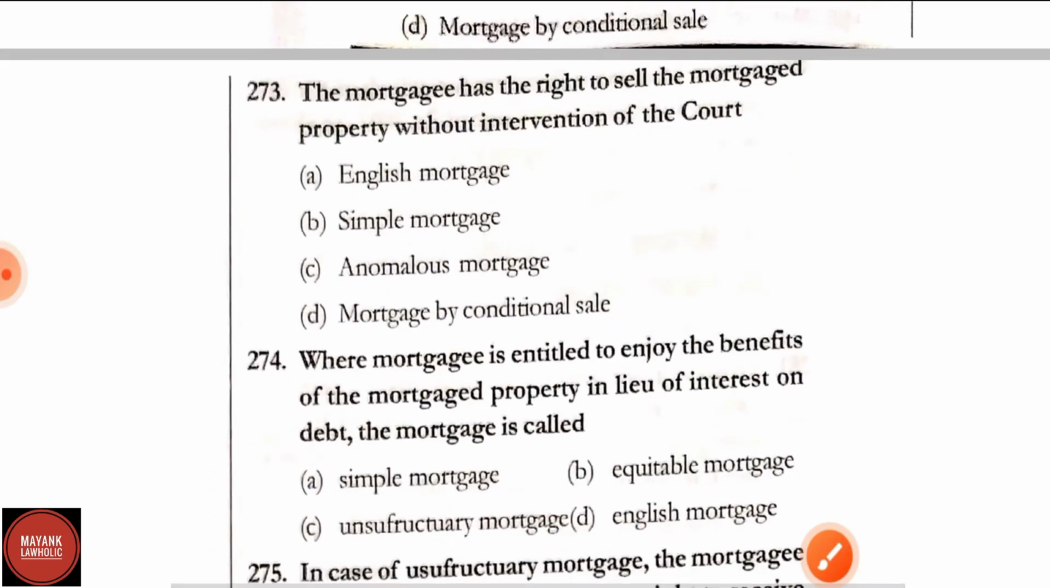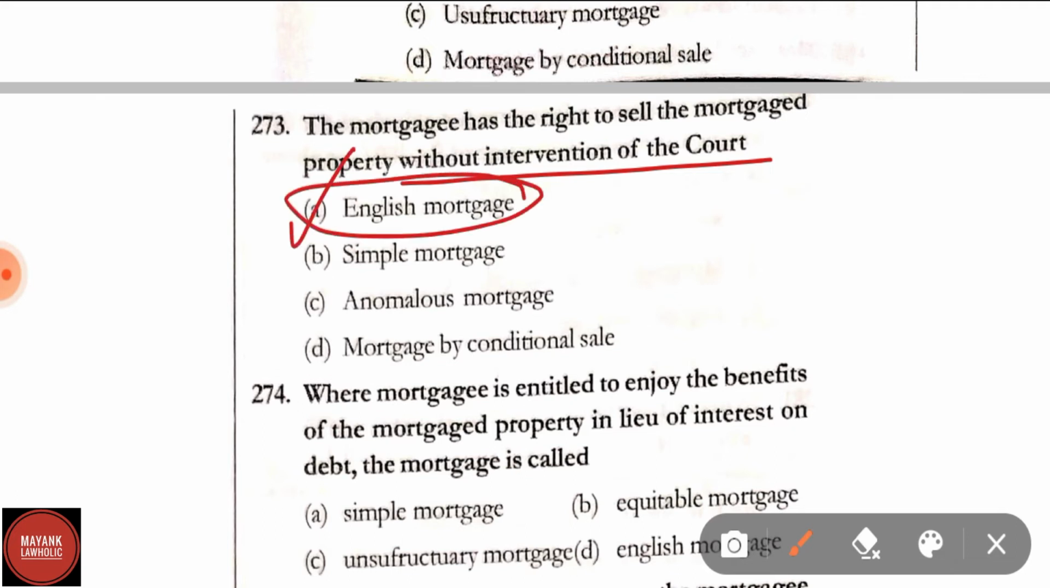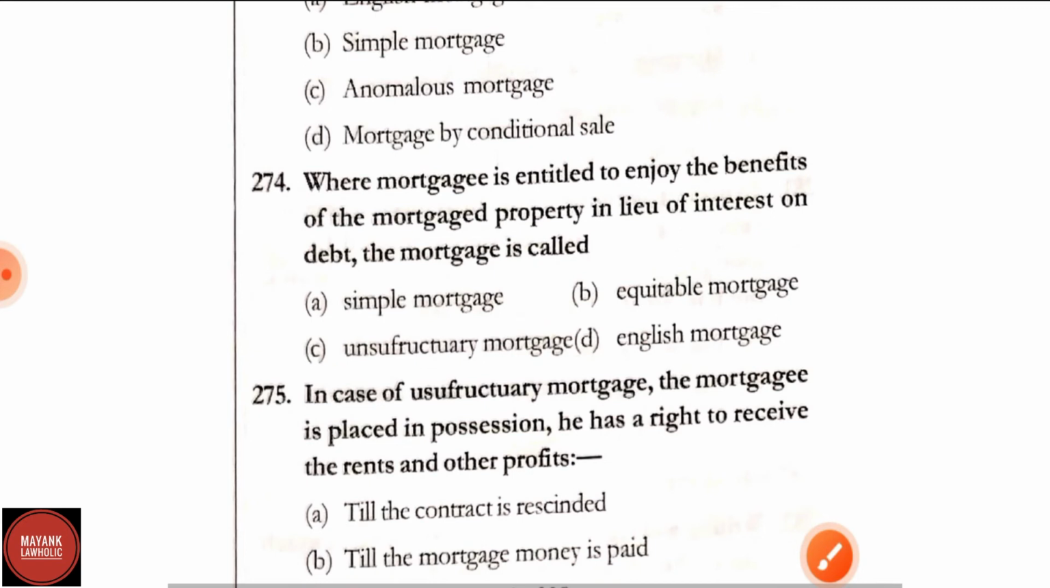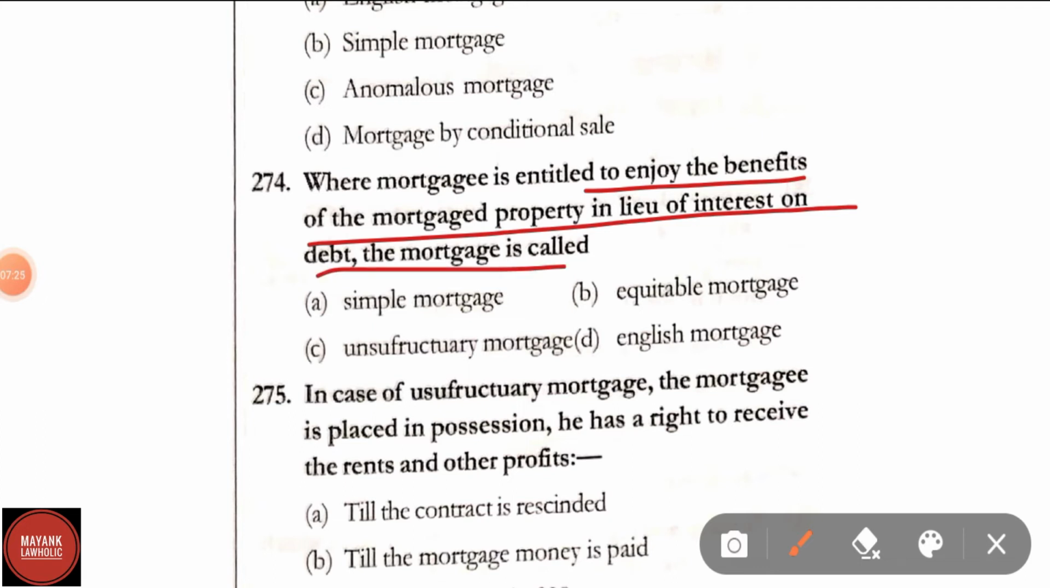Question number 273. The mortgagee has the right to sell the mortgage property without intervention of the court. Options are English mortgage, simple mortgage, anomalous mortgage, mortgage by conditional sale. Correct answer is option A, that is English mortgage. Question number 274. Where the mortgagee is entitled to enjoy the benefits of the mortgage property in lieu of interest on debt, the mortgage is called usufructuary mortgage.